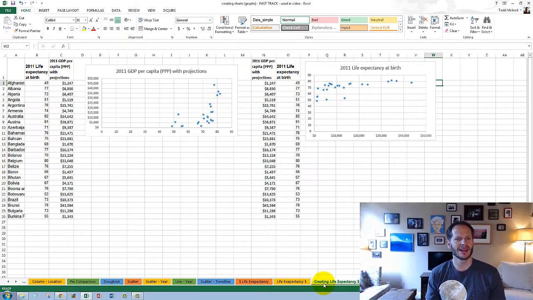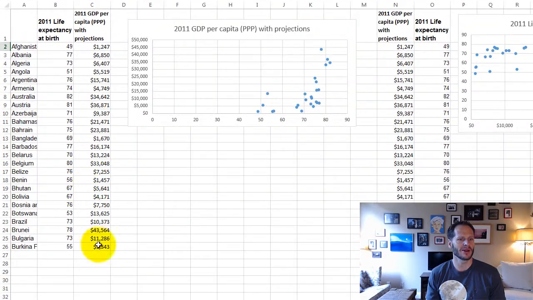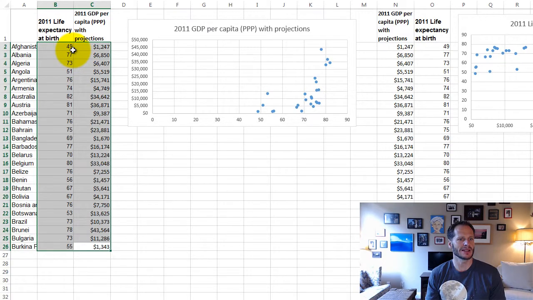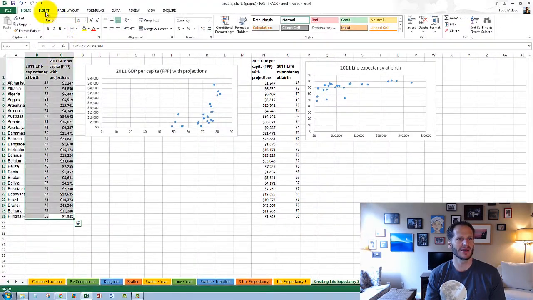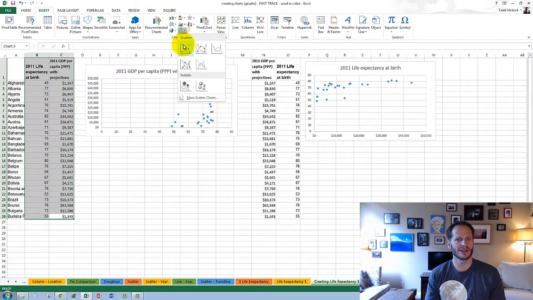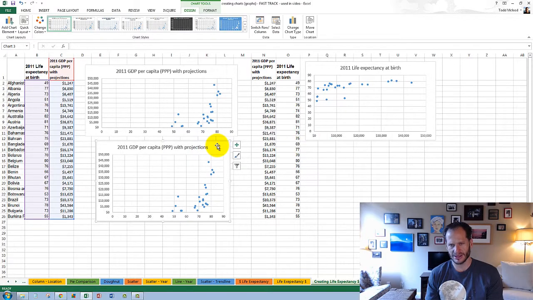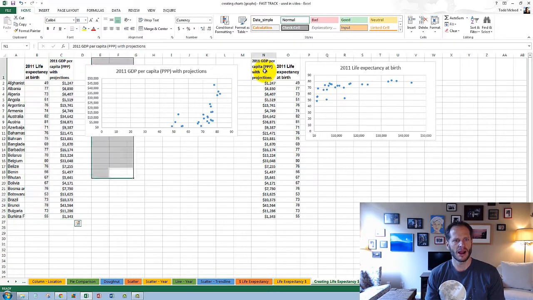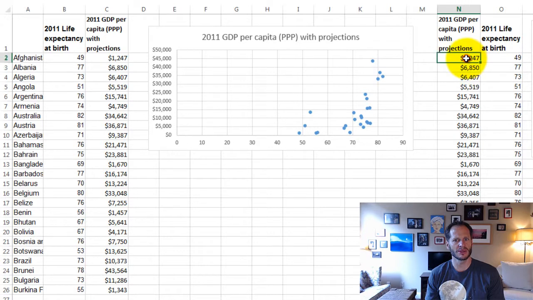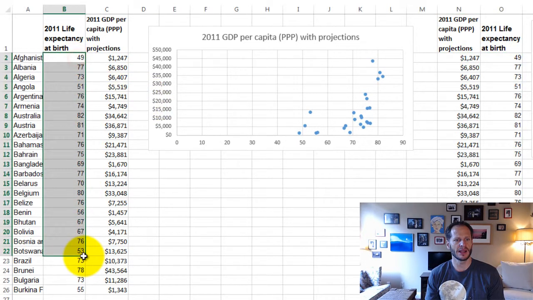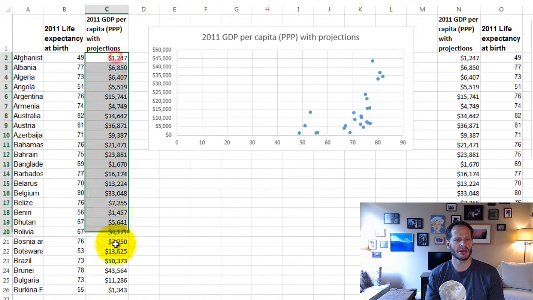So here is how you would graph those scatter charts, right? What do we have? We have income, and then we have life expectancy at birth, and GDP per person with projections. Select all that, insert, scatter chart, there we go. And there's that scatter chart. And likewise, here's the other one where I've just switched the columns. Notice I've got the money here, life expectancy there, and the life expectancy there and money here.